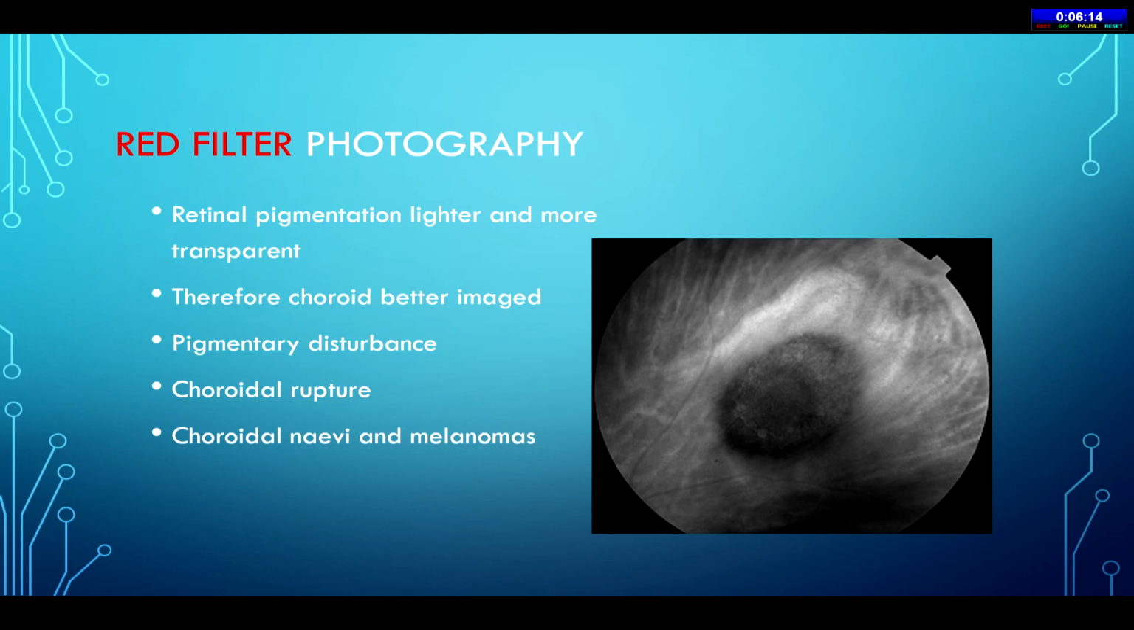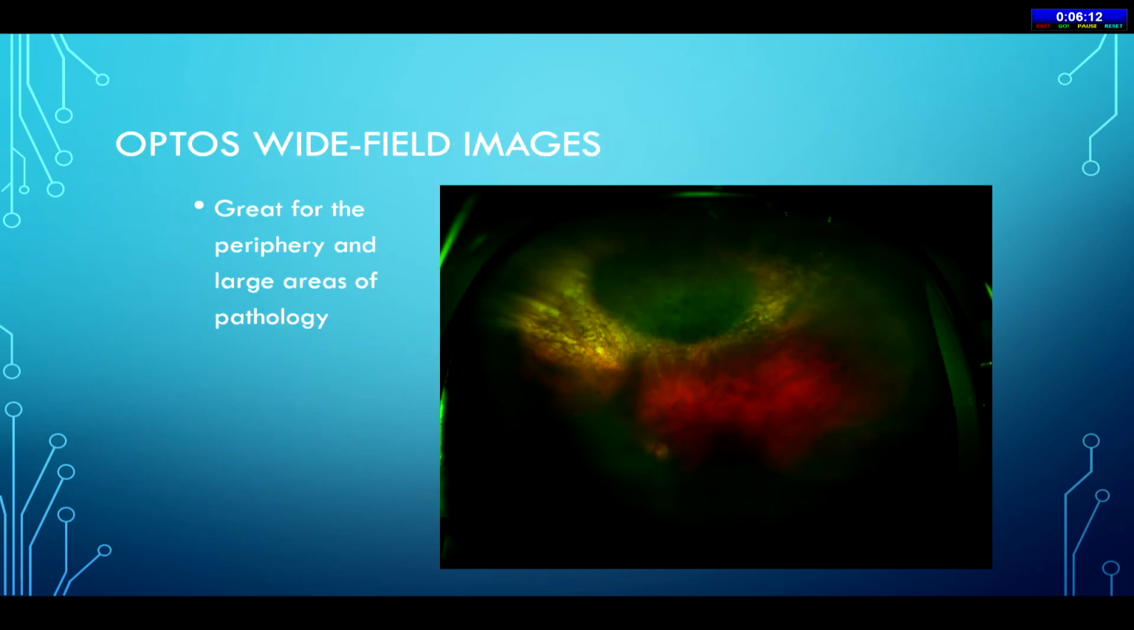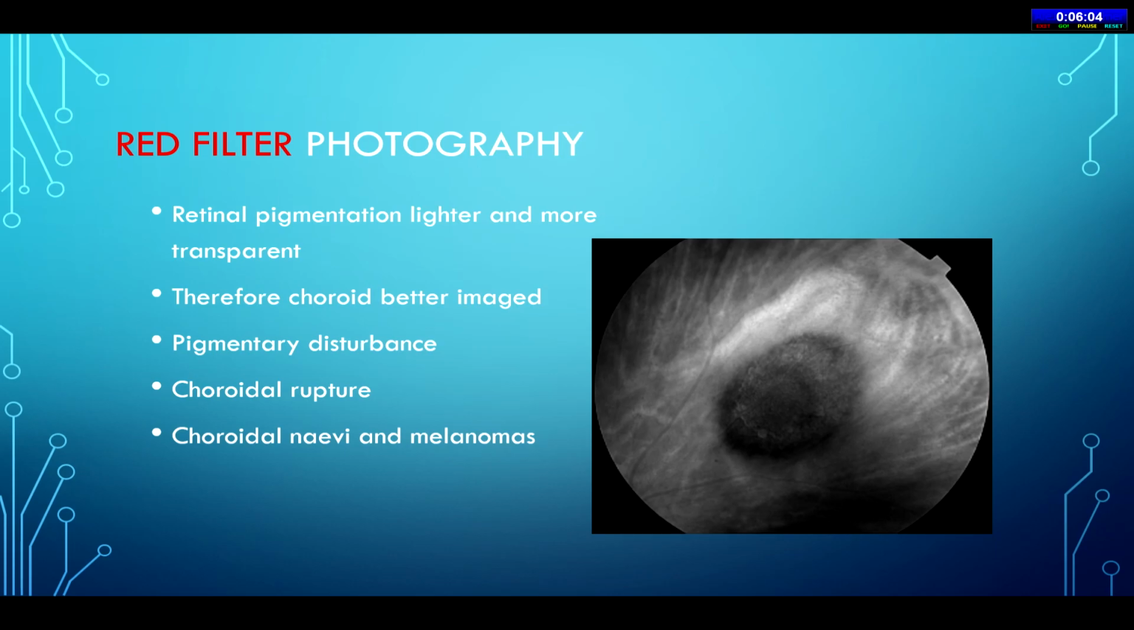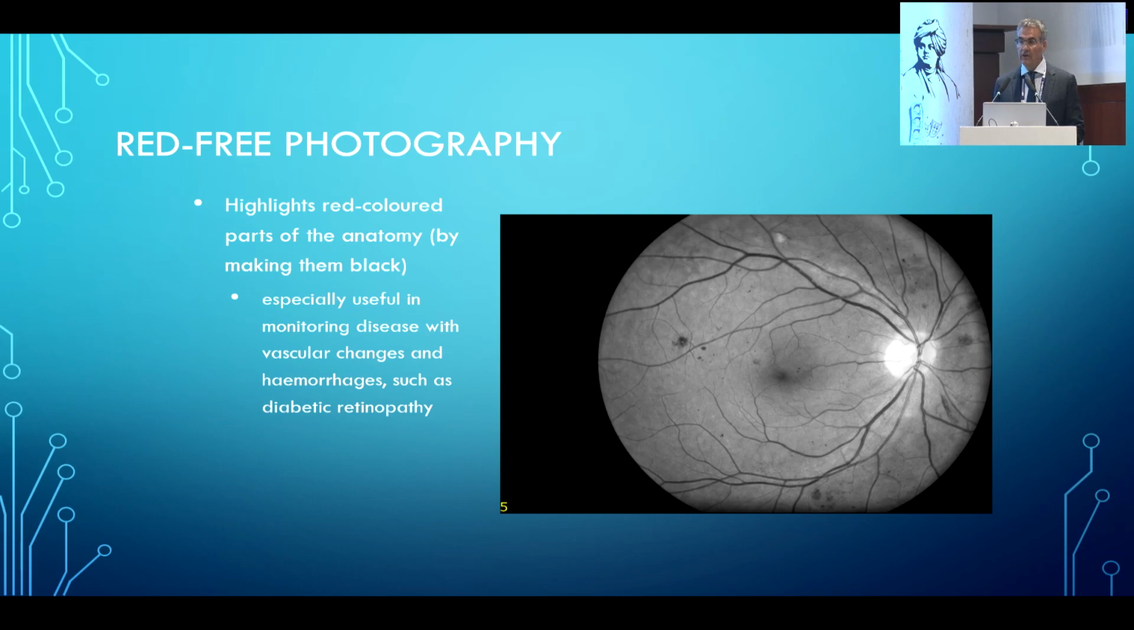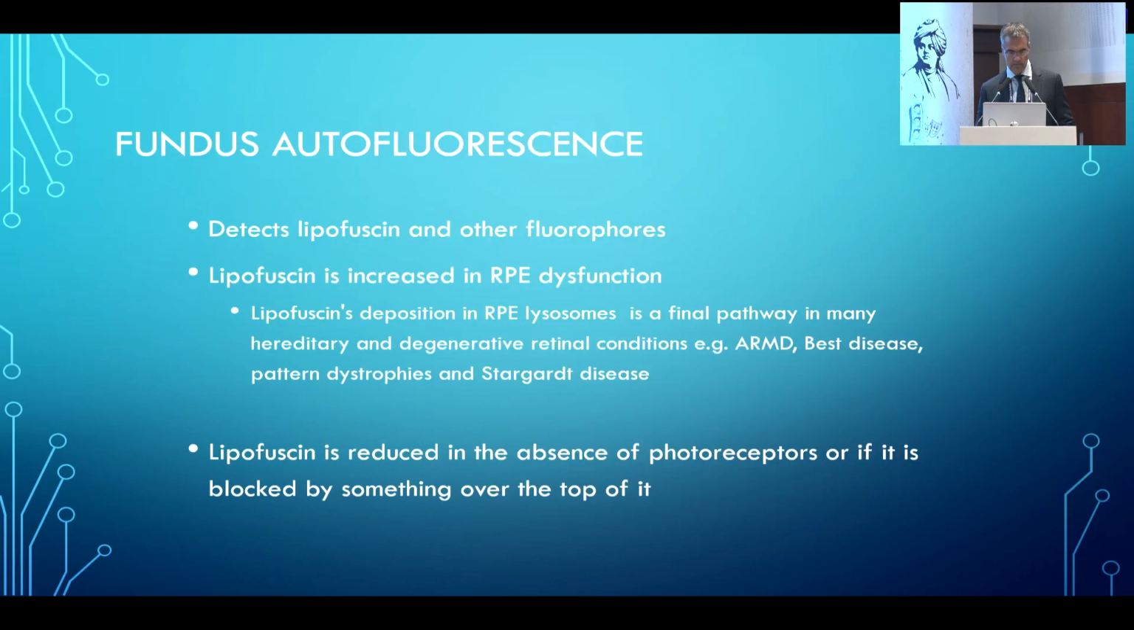Adding a red filter, it has gone. We also have wide field cameras, of course, that have much improved our ability to visualize the periphery and large lesions such as this tumor. Adding a red filter can image choroidal lesions better, while red-free photography is especially useful to highlight red-colored lesions such as hemorrhage and diabetic retinopathy.